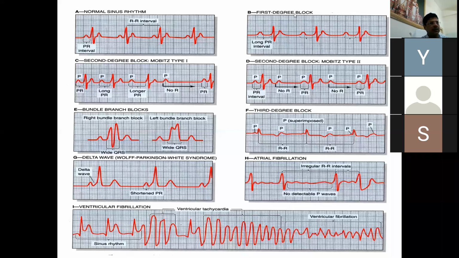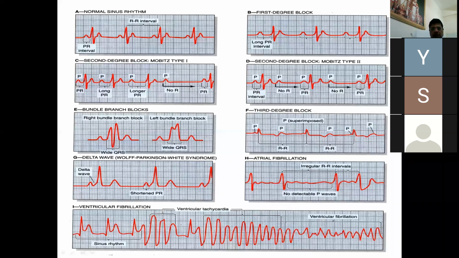First degree heart block, where the PR interval is prolonged. The normal duration of the PR interval is 0.12 to 0.20 seconds. Roughly, I'm approximating. Some books say 0.18 seconds. So here you can see that the PR interval is prolonged. PR interval is the interval from the beginning of the P wave to the beginning of the QRS complex. A very, very frequently asked question.